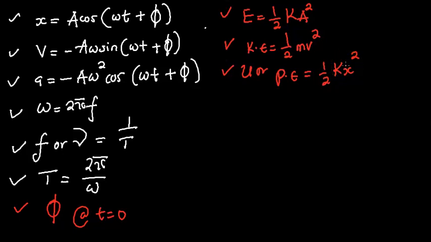Next thing we have on the list is maximum velocity, which is denoted by Vmax. In this case, maximum velocity is the same thing as saying Vmax is equal to A multiplied by ω.